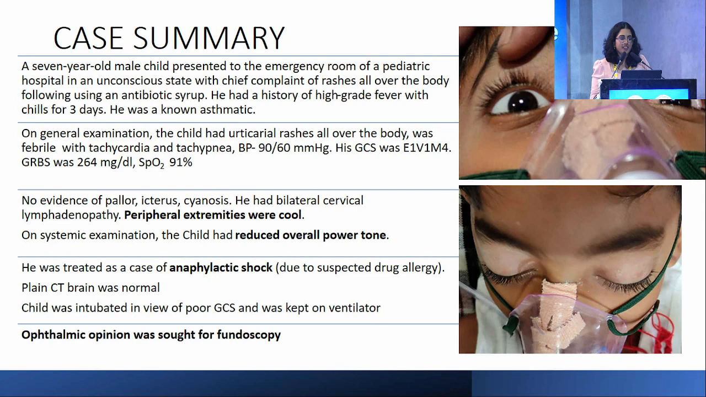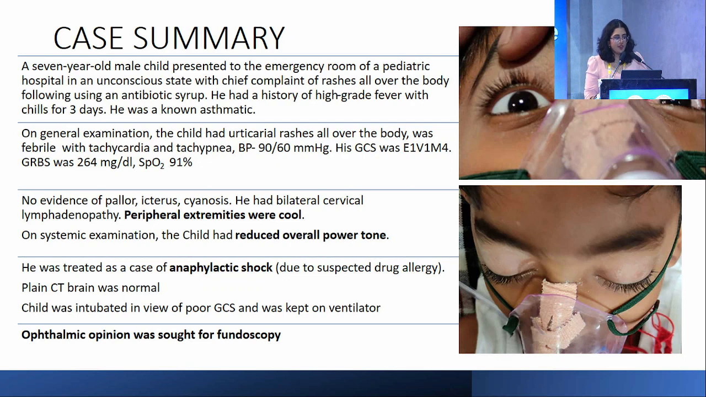On general examination, the child had urticarial rashes all over the body. He was febrile with tachycardia and tachypnea. The blood pressure was on the lower side. Peripheral extremities were cool, and the child had reduced overall power and tone. He was being treated as a case of anaphylactic shock due to a suspected drug allergy.